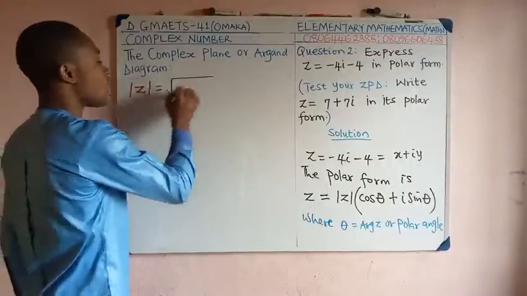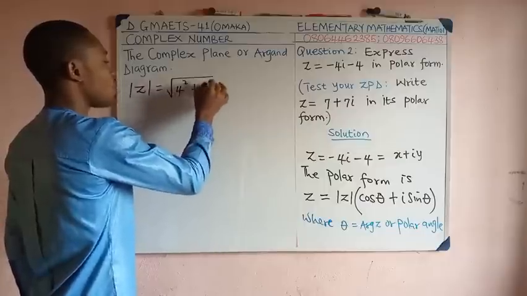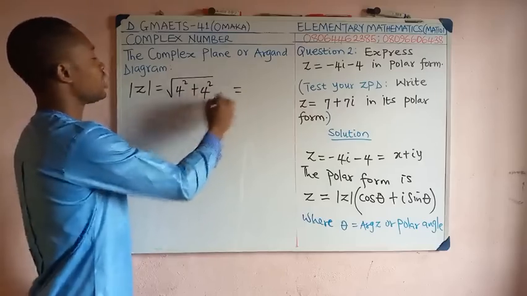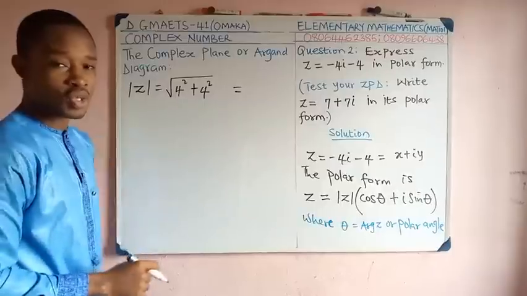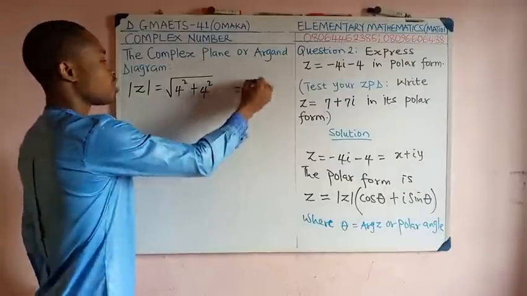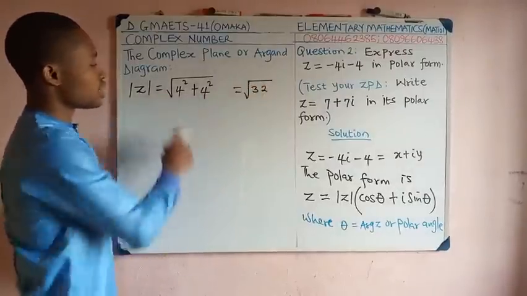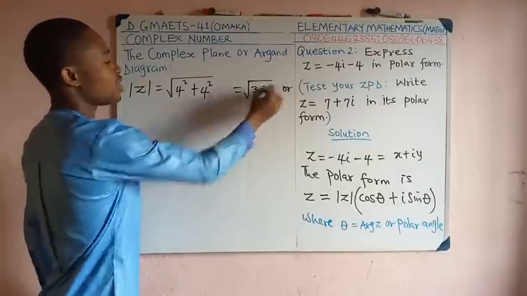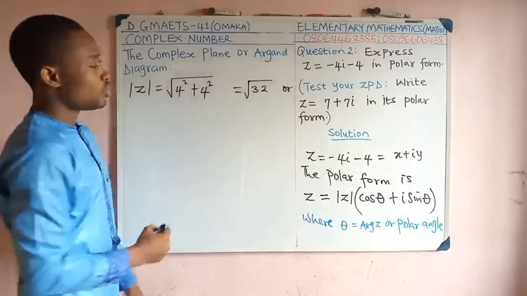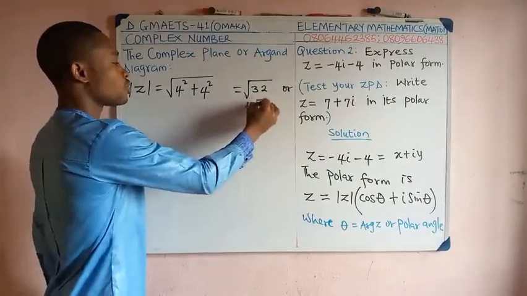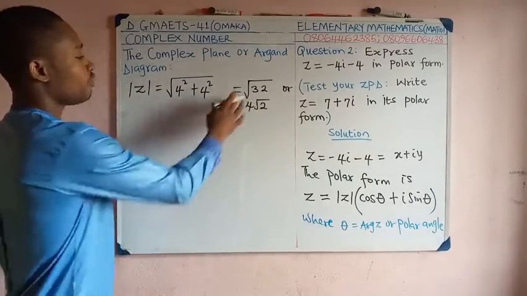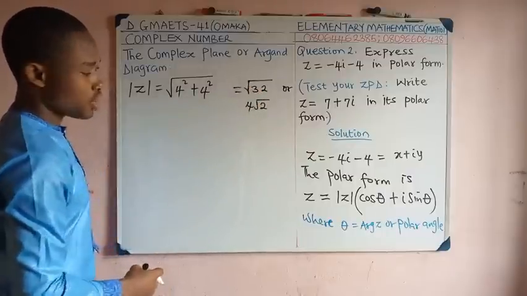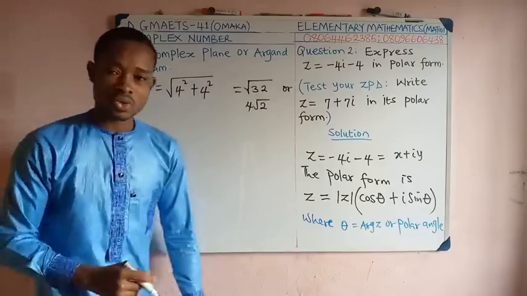Magnitude of z is square root of 4 squared plus 4 squared. I've told you I didn't want to have any business with the minus, knowing that the magnitude will still give me a positive result. So this is going to give us the square root of 32, because this is 16, this is 16. This square root of 32 can still be written as 4 root 2, using the principle of surds. Okay, we've obtained the modulus of z.